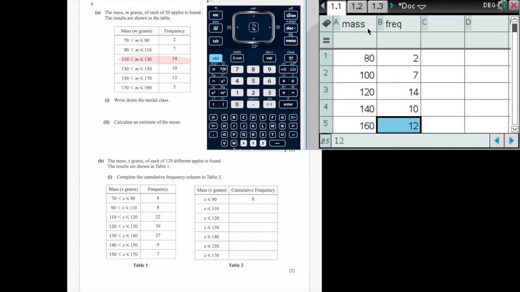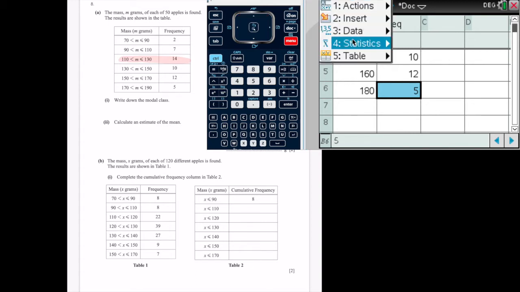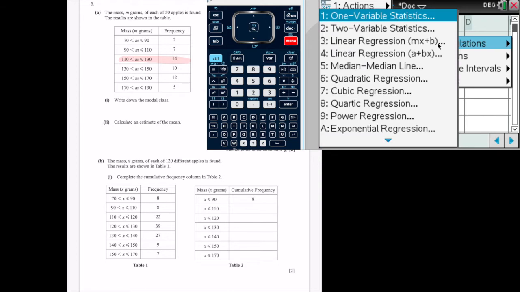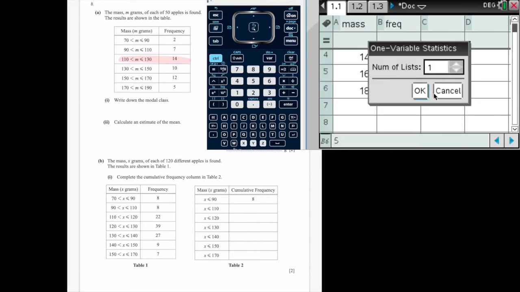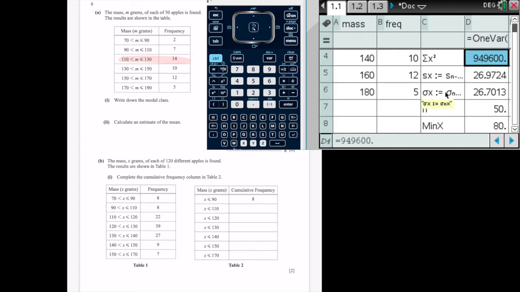So here I've got all my data typed in. I've got the mass and I've got the frequency, and it's literally just typed in from my question using the midpoint. So to find the mean, I do the menu, statistics and stats calculations, and it's one variable that I'm looking at. I have one variable, mass, and then a frequency. And we click OK. So it says, where's your data? So the data is the mass, and the frequency is called frequency.